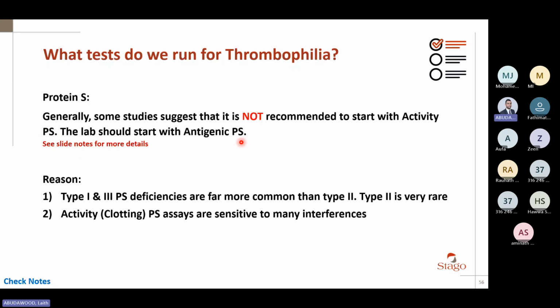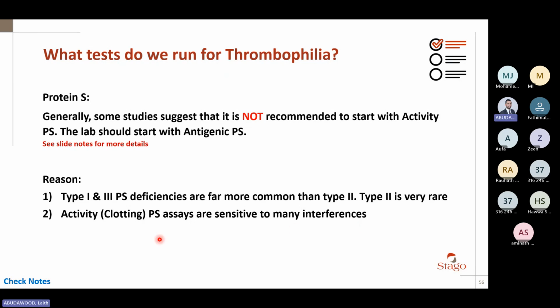Now, there is a good reason behind that. As you can see, type 1 and type 3 protein S deficiencies are far more common than type 2. Type 2 is the only one that has a function issue. Okay, type 2 is very rare. Even if it is very rare, I still want to detect these patients. So I still would want to check activity assays instead of quantitative assays. So why do these studies suggest that I should use an antigenic protein S?